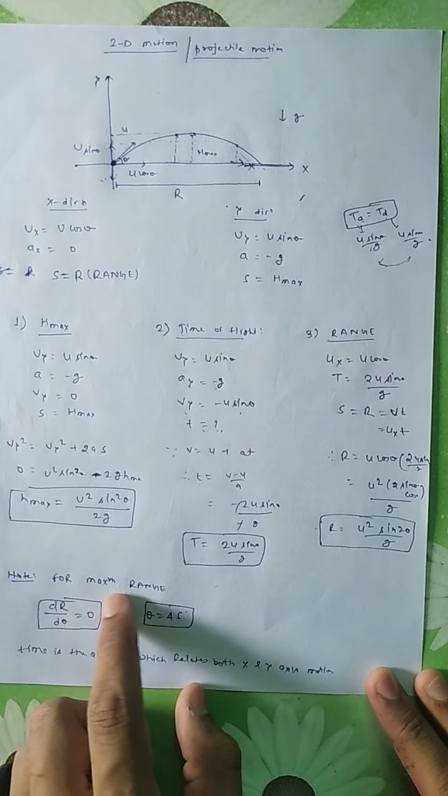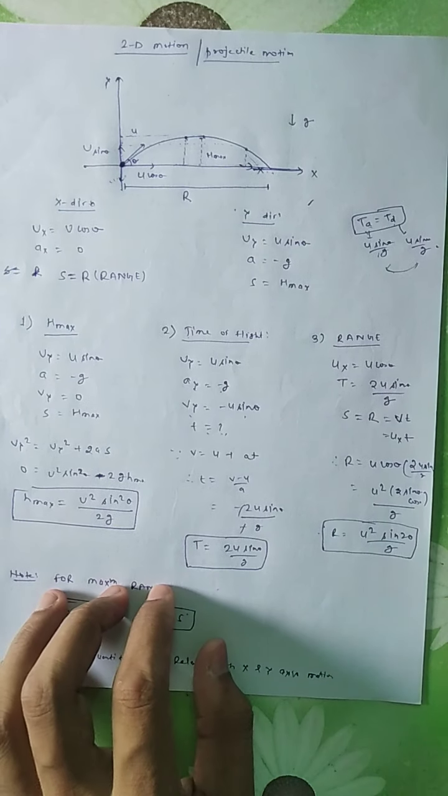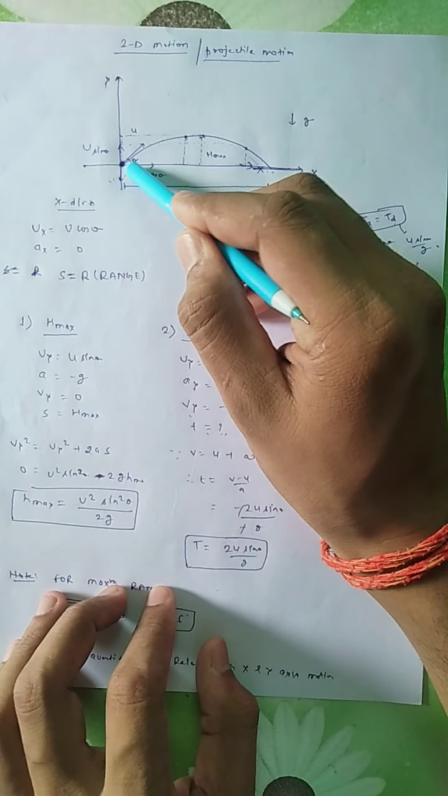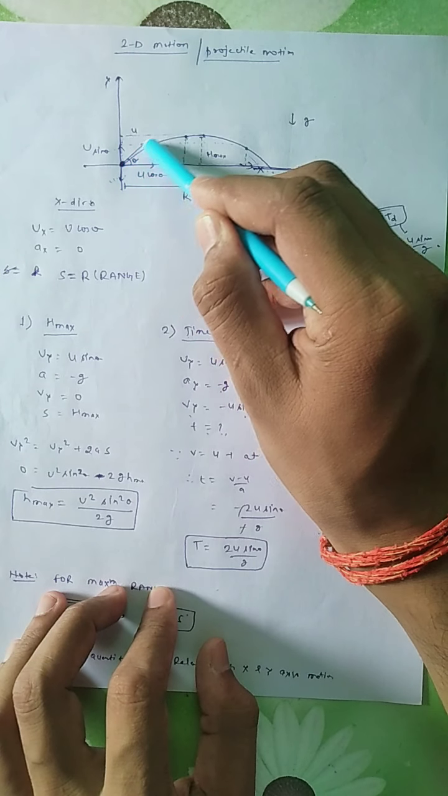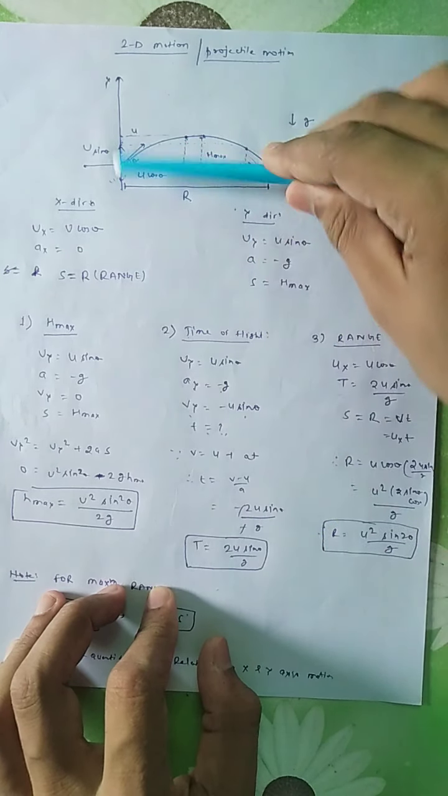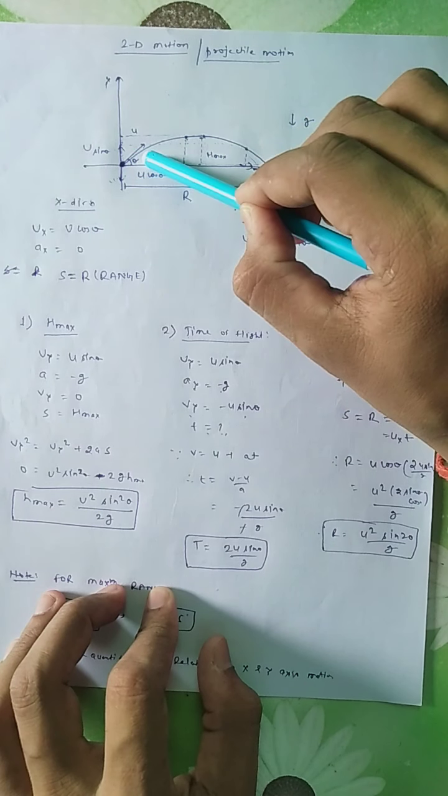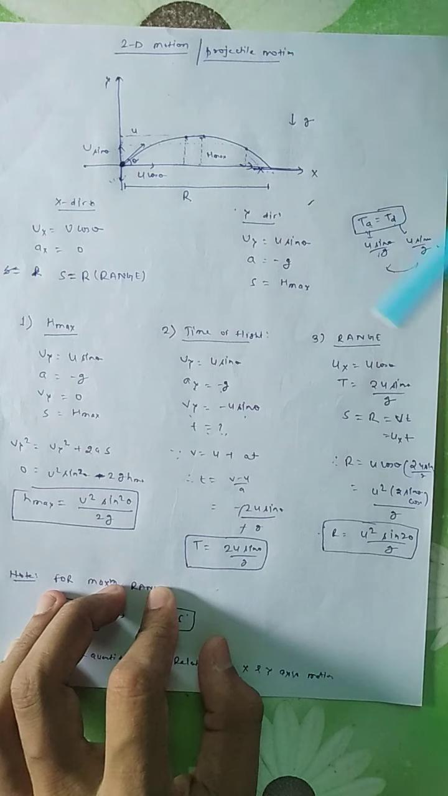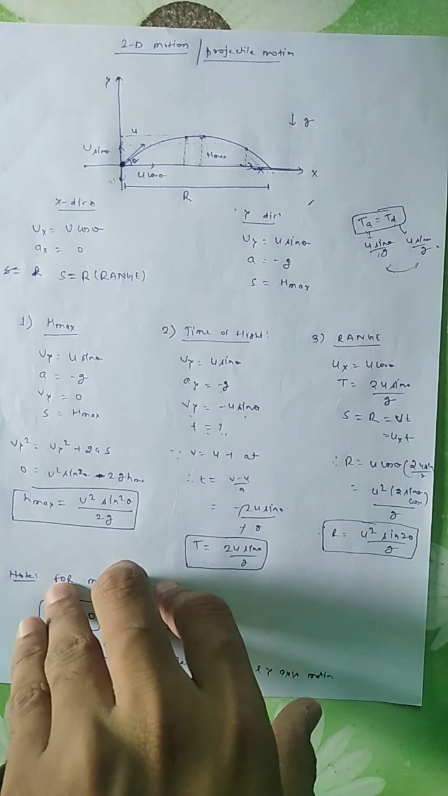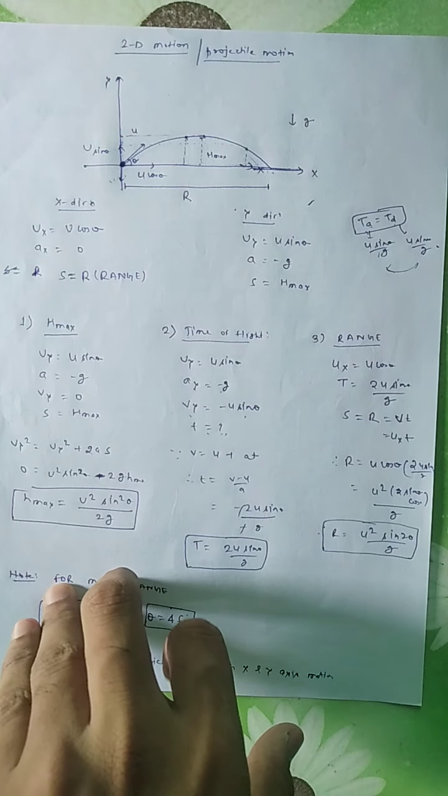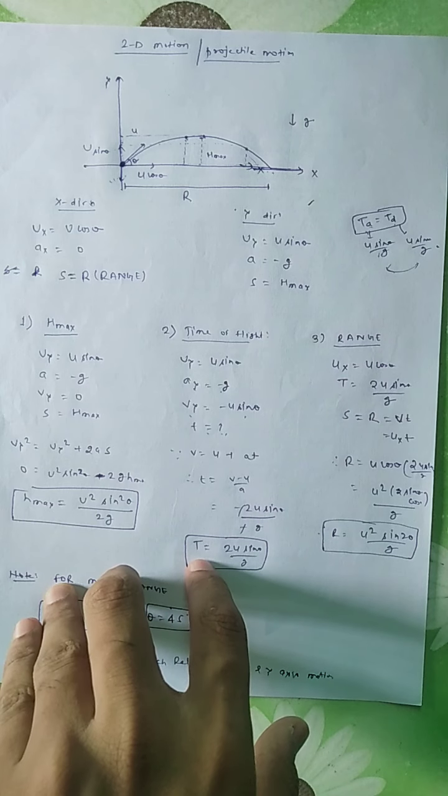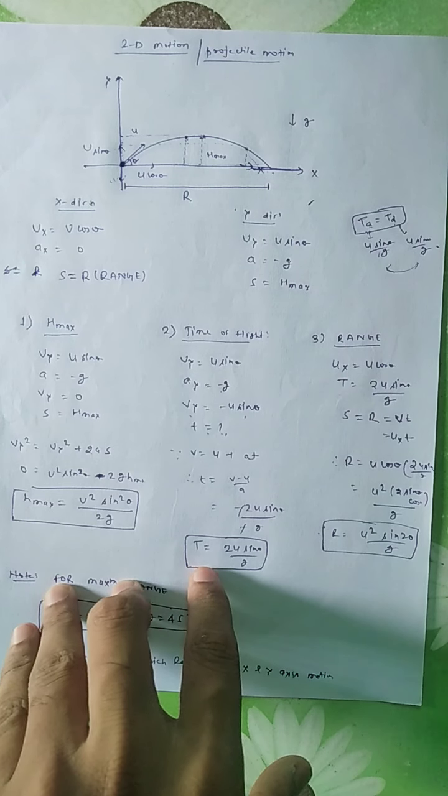The first one is: what is the maximum range? I want to say, at what angle should I throw this ball so that it acquires the maximum range, meaning it covers the maximum horizontal distance? What should be the angle? Here a maxima and minima case is there, which you will read in calculus.